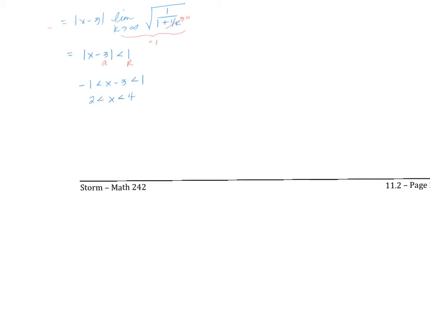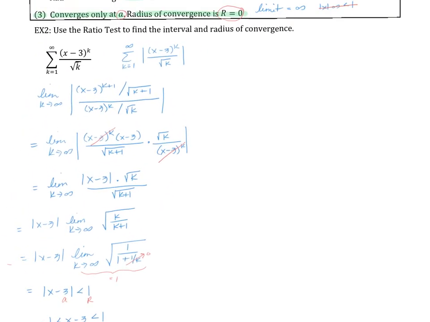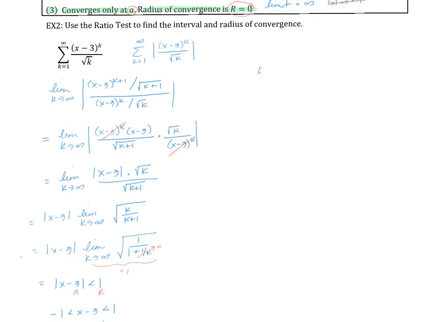If I add 1 to 3, which is my radius of convergence, I get to 4. If I subtract 1, I get to 2. The interval from 2 to 4 is a possible interval of convergence. I still have to check my endpoints. So let me go back up and check my endpoints.